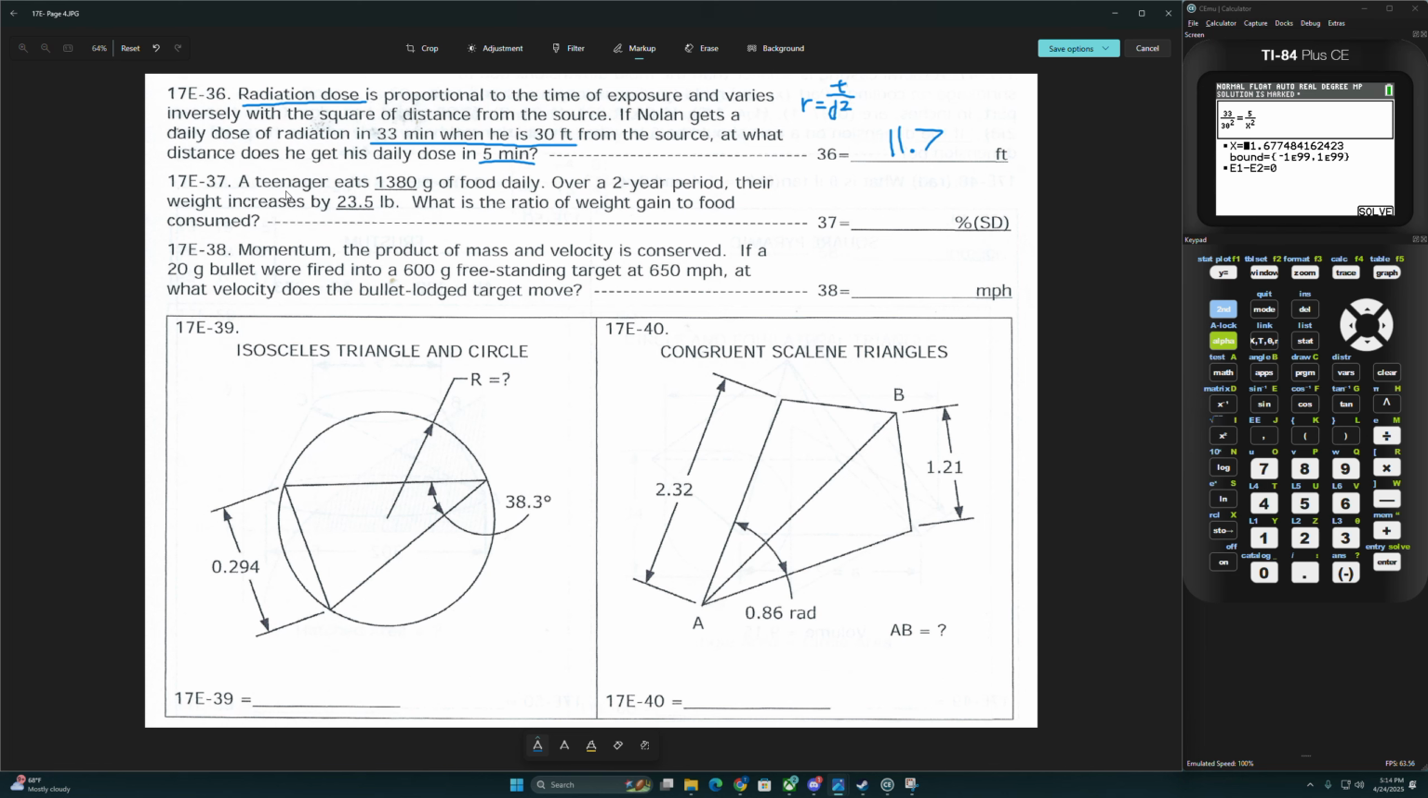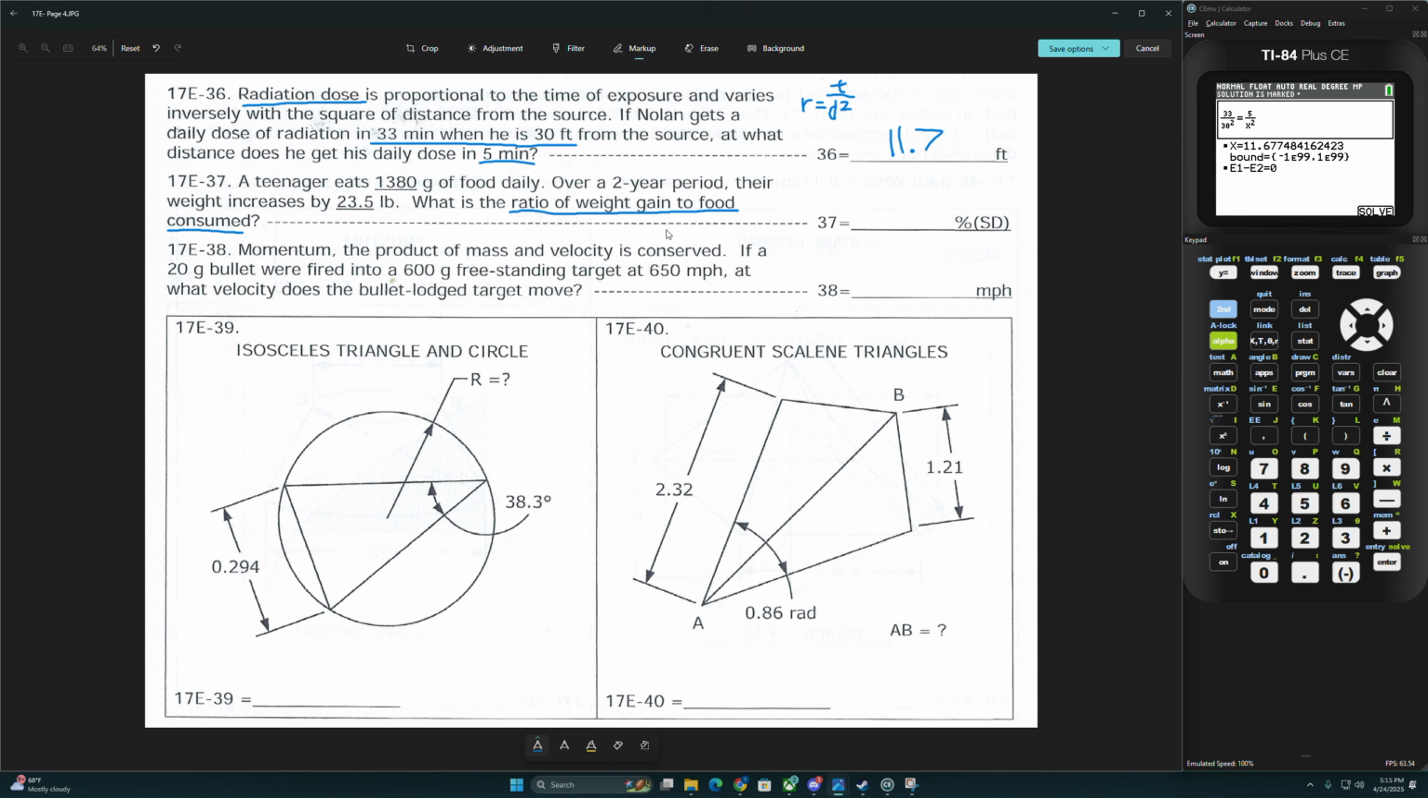All right. A teenager eats 1,380 grams of food daily. Over a 2-year period, their weight increases by 23.5 pounds. What is the ratio of weight gained to food consumed? All right, so we're finding the ratio between weight gained to food consumed.